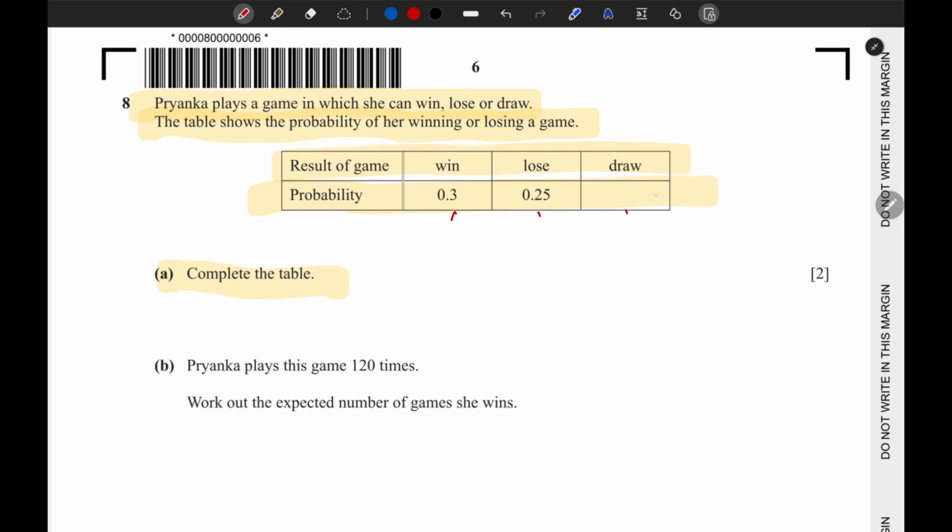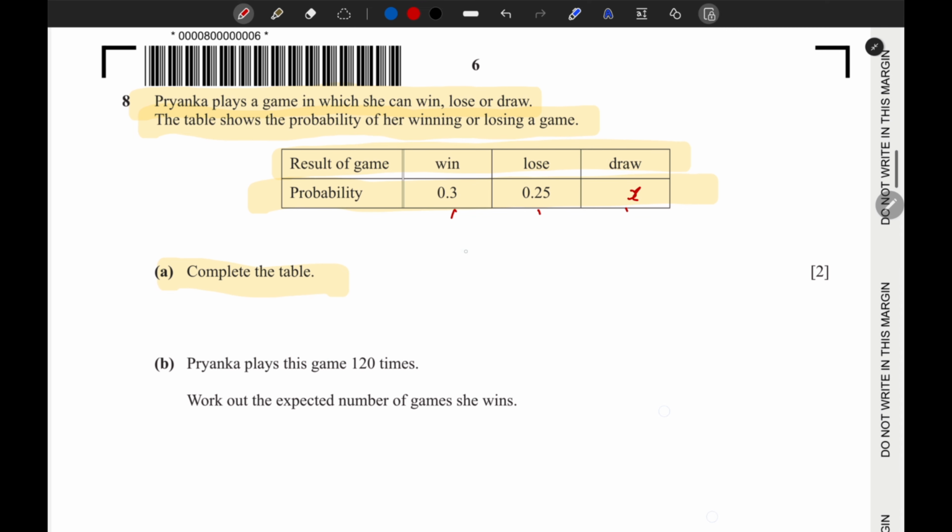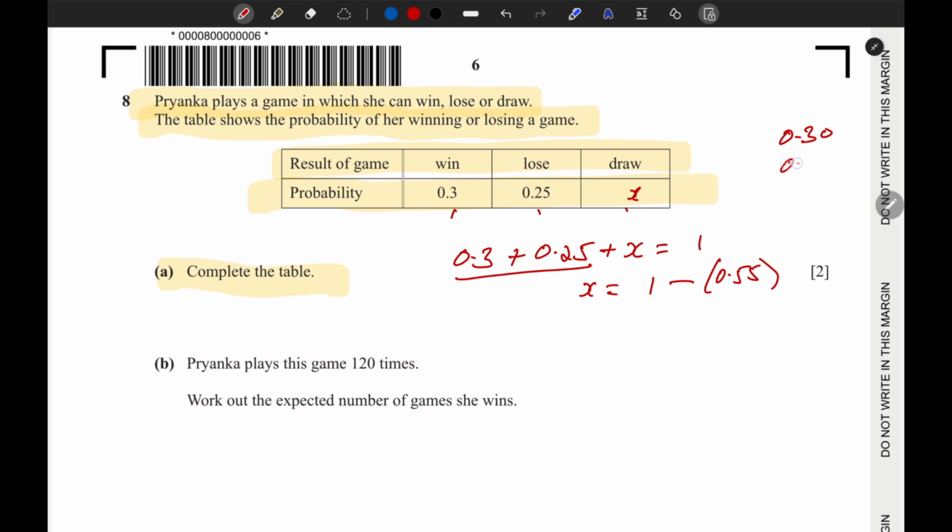So we can write this value as x. So now this will be 0.3 plus 0.25 plus x equals 1. So what will be x? x is 1 minus the sum of these two. Now what is 0.3 plus 0.25? That we can do. This is 0.55. Actually you can do this: 0.30 plus 0.25, so this is 5, 5, and 0.